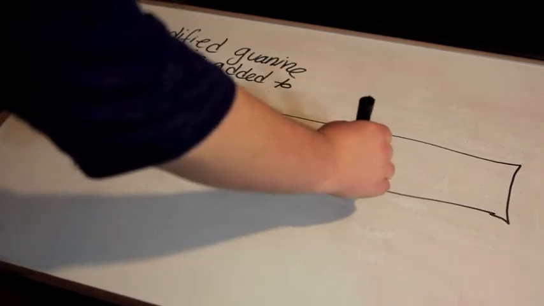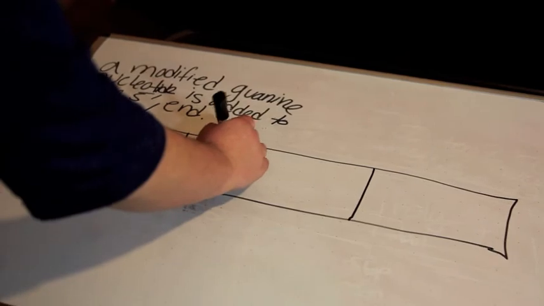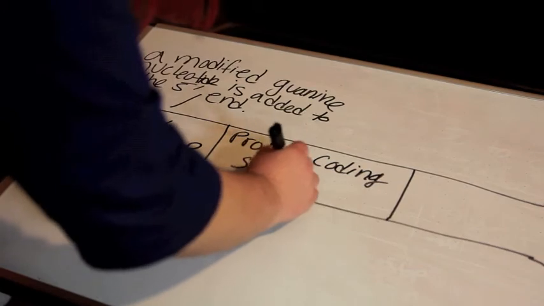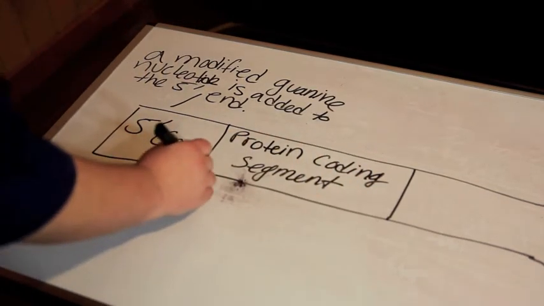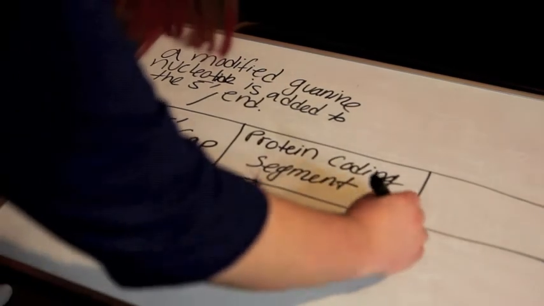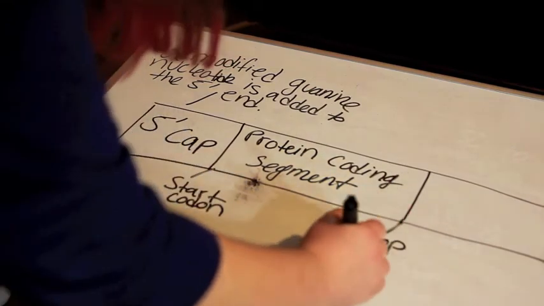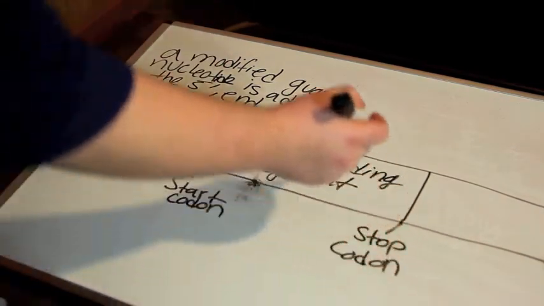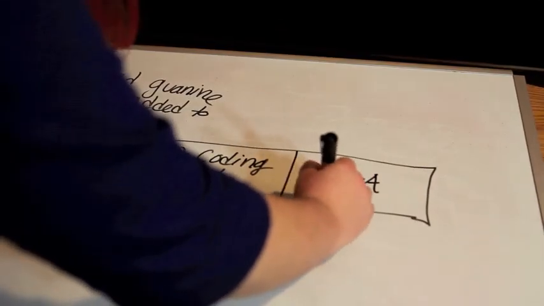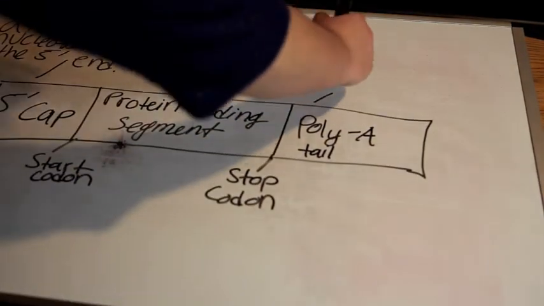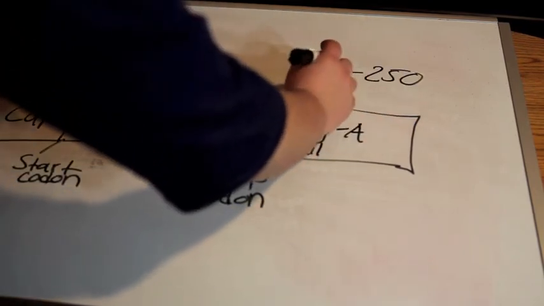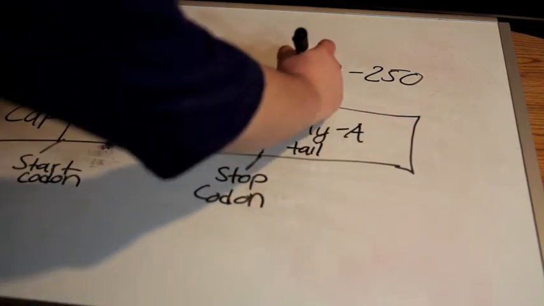Here is the protein coding segment. This includes the start codon and stop codon. Finally is the poly-A tail. 50 to 250 adenine nucleotides are added to the 3' end.